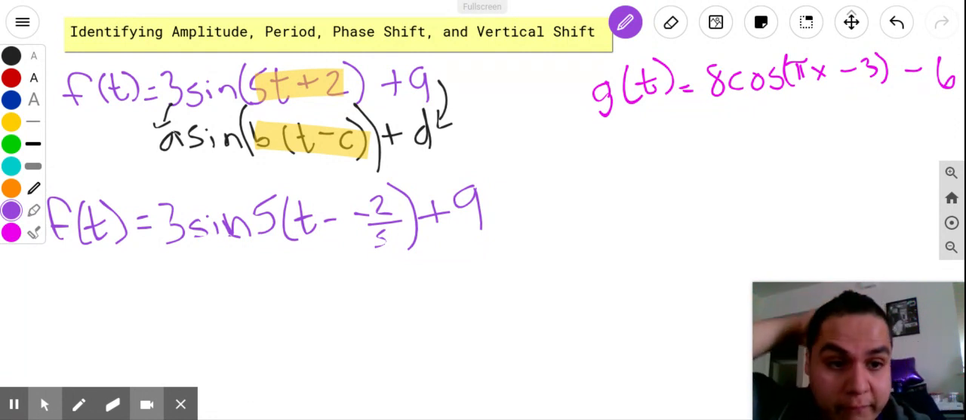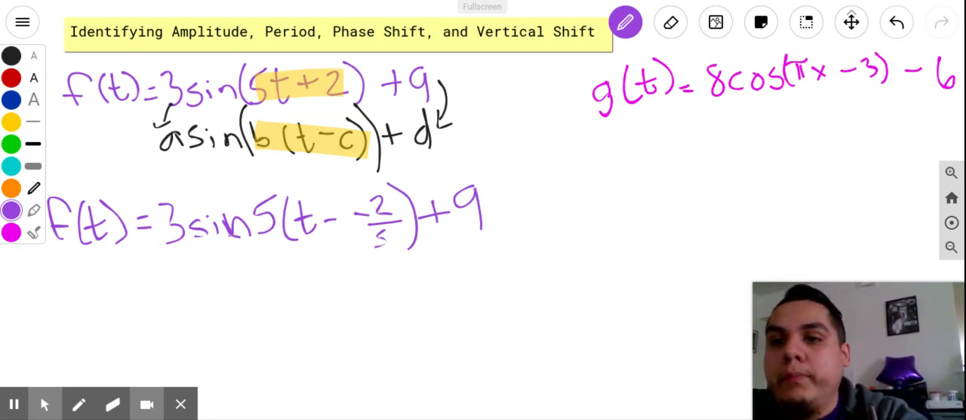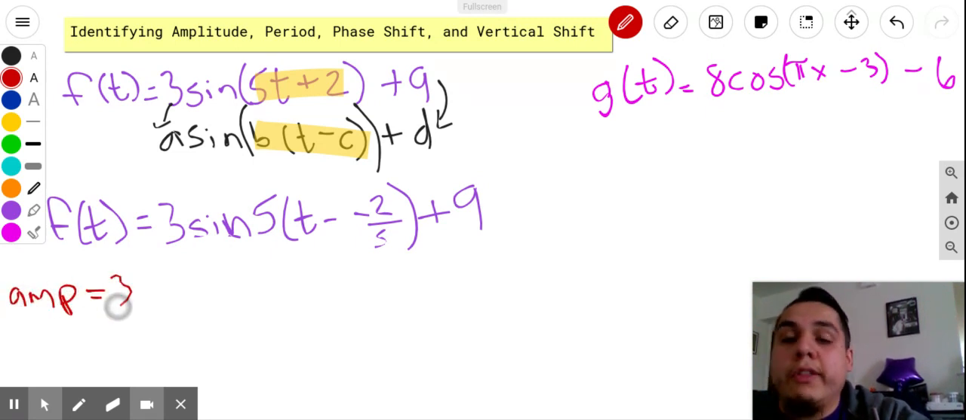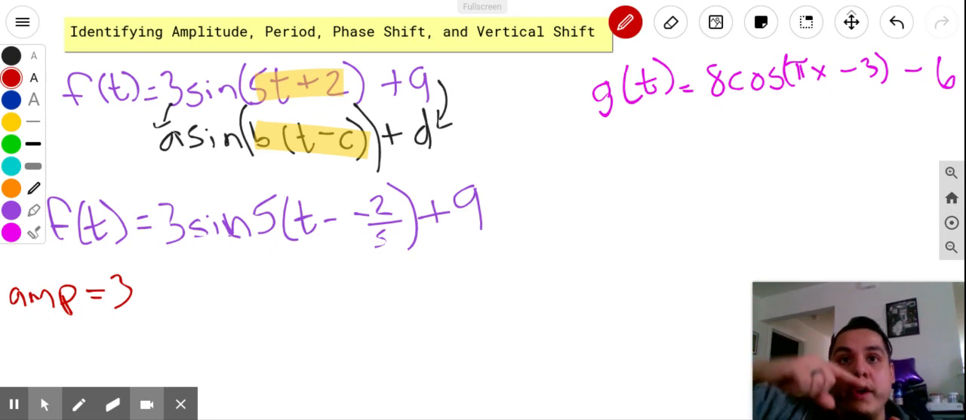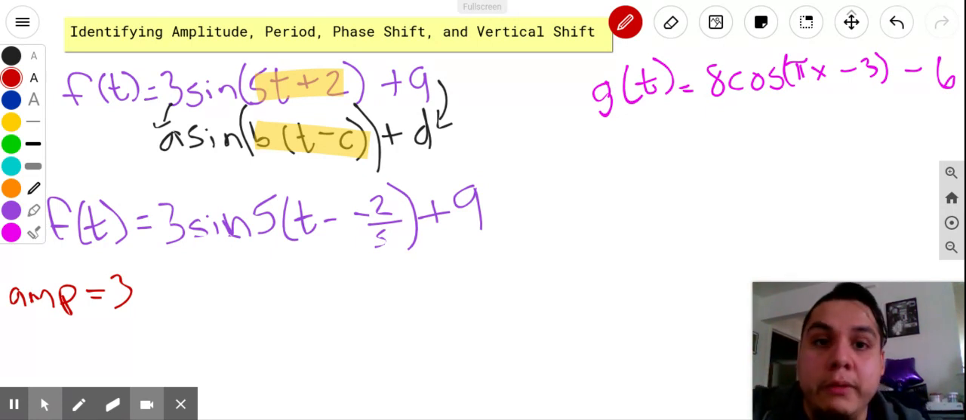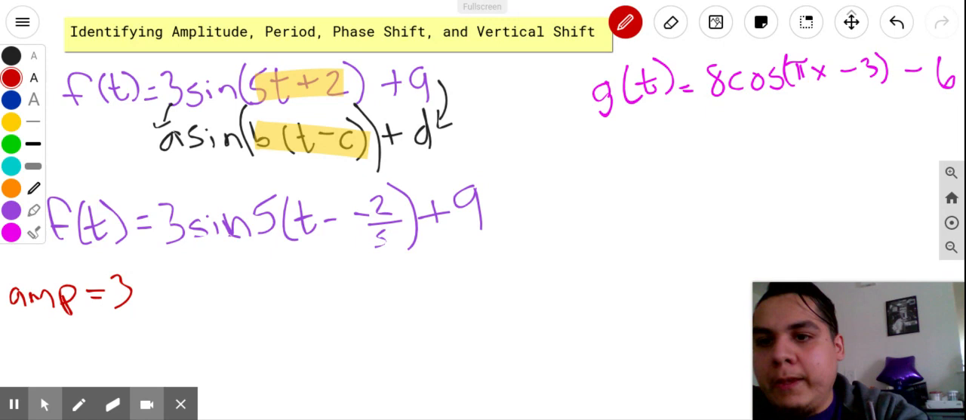So here's what I got. The amplitude will be 3. So that means that instead of the graph oscillating 1 unit up, 1 unit down from that midline, it's going to go 3 up, 3 down. But you guys kind of know that at this point, or should know it at this point. The period, oh boy, here comes the talk.